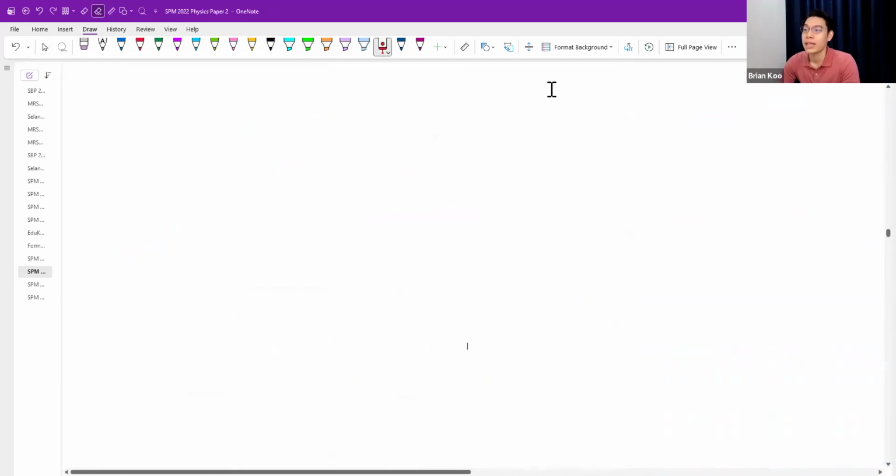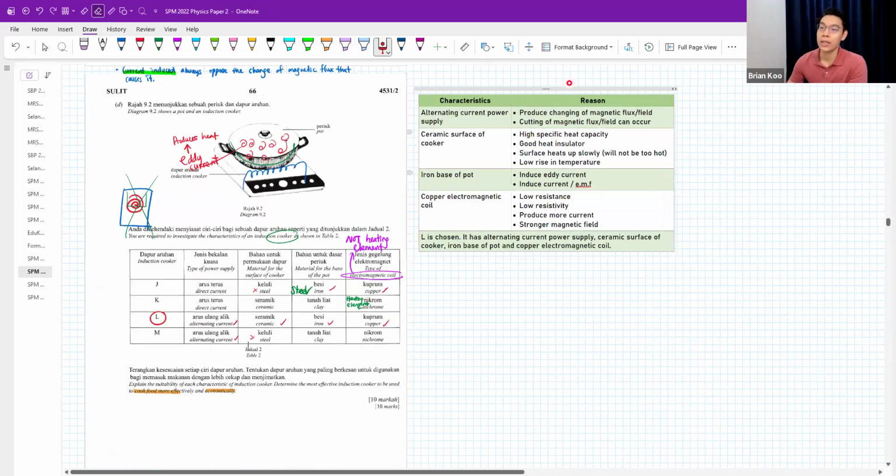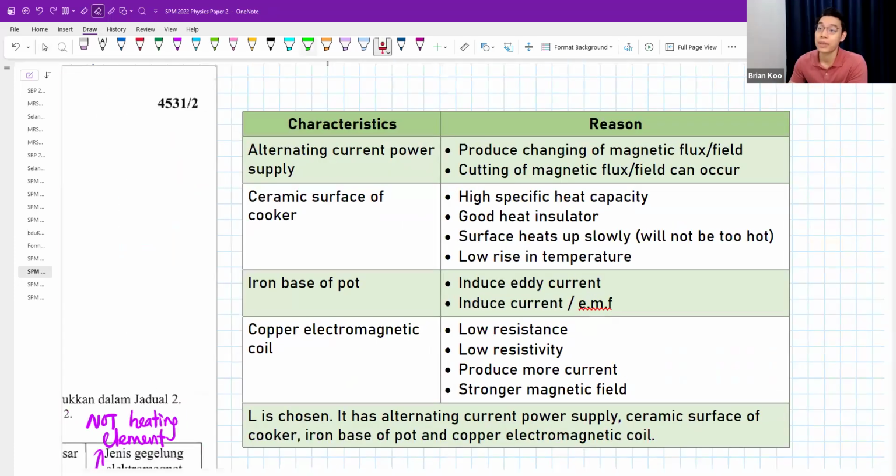Okay, so my answer would sound something like this. I want alternating current power supply. We always say AC to give you changing magnetic field. Always remember this. Transformer, they will ask you, why do you need AC? Why cannot use DC? Because AC can give me changing magnetic field, so that cutting of flux can occur.